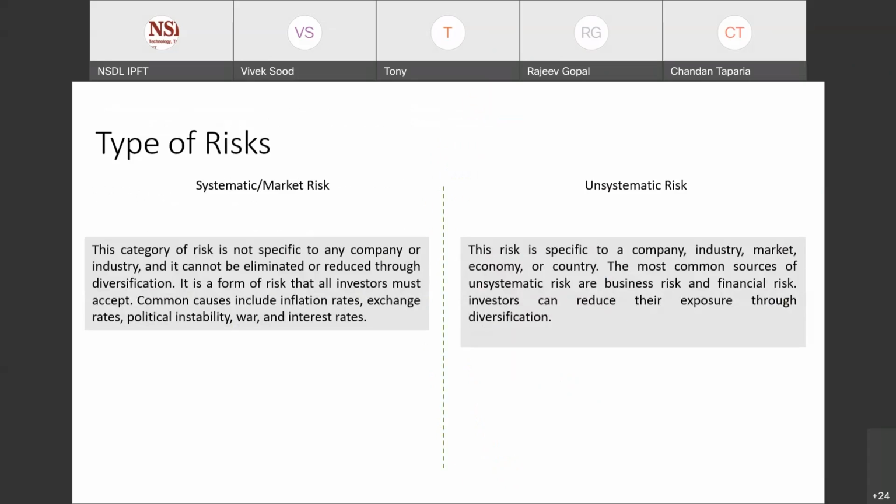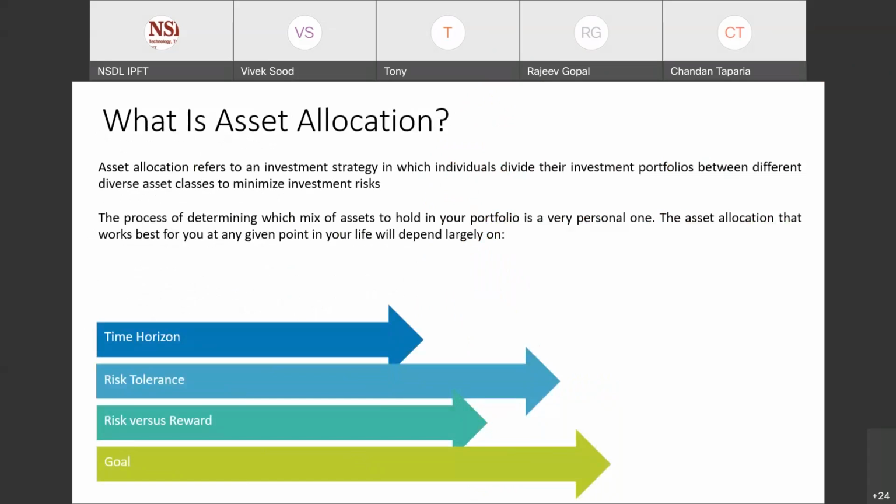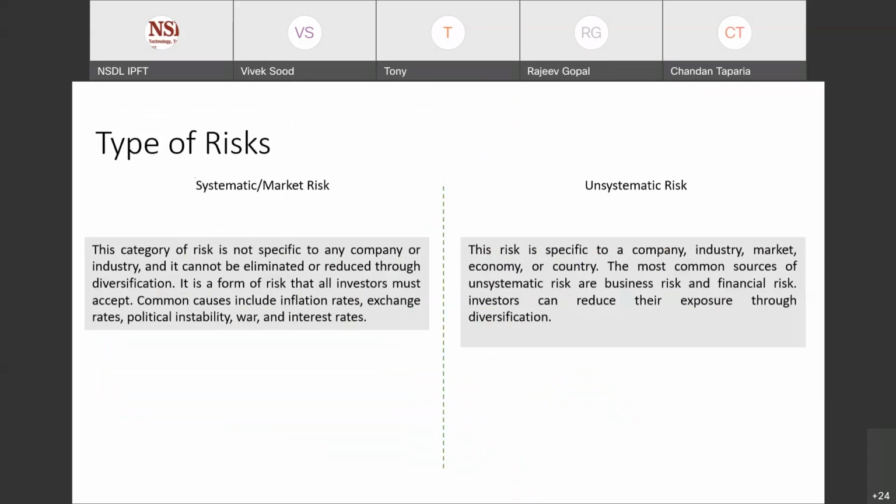Now, when I talk about the risk, as I mentioned, you need to keep a couple of things in mind, including your risk, time horizon, risk reward and goal. Risk is very important. Without understanding the risk reward ratio, you should not go for investment. And there are two types of risk. One is the market risk, also known as the systematic risk. Second is the unsystematic risk.